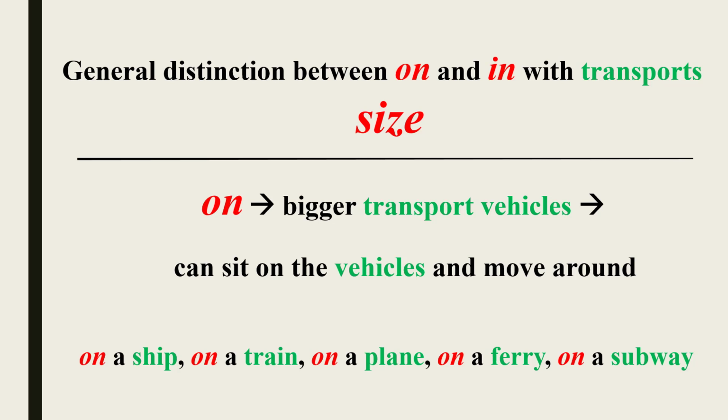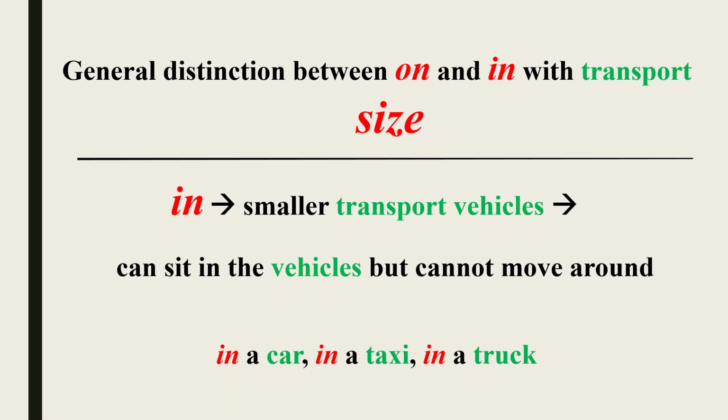For a bigger transport vehicle where you can sit on it and move around, you use on. For example, on a ship, on a train, on a plane, on a ferry, on a subway. On the other hand, when you go into a smaller vehicle and you cannot move around there freely, you use in, such as in a car, in a taxi, in a truck.